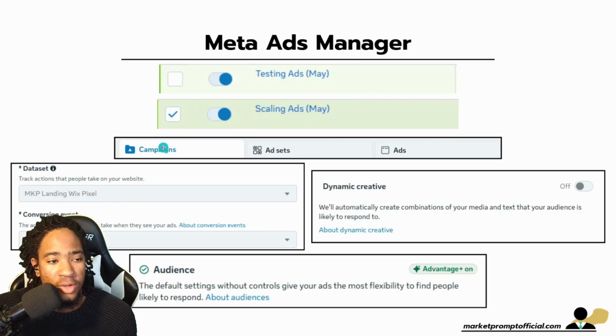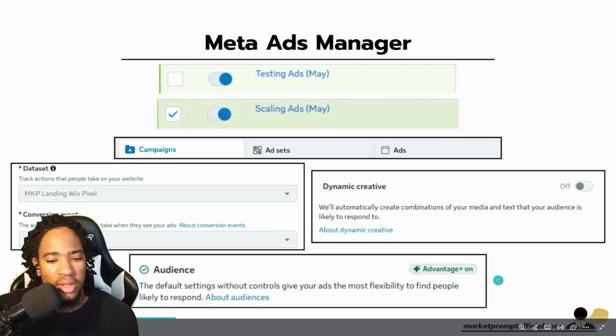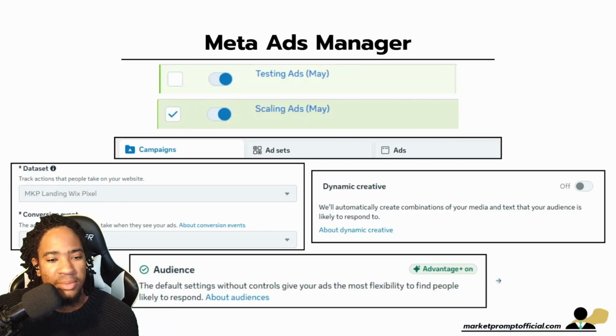And so you'll have your campaigns, your ad sets, and your ads. The campaign is the big folder. The ad sets are like the elements within the folder. And the ads are like the writing on the elements. This is how I like to break it down. And then you'll have your data sets, your dynamic creatives, and your audiences. Those are mainly the big three that you should optimize, right?